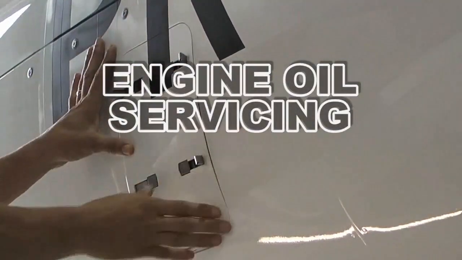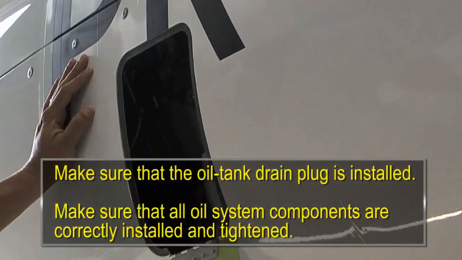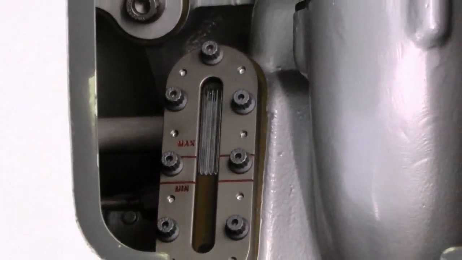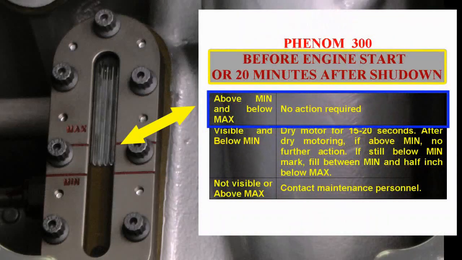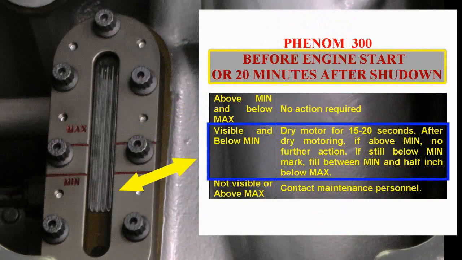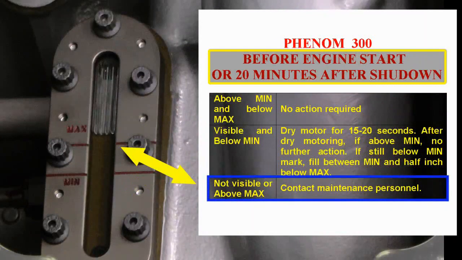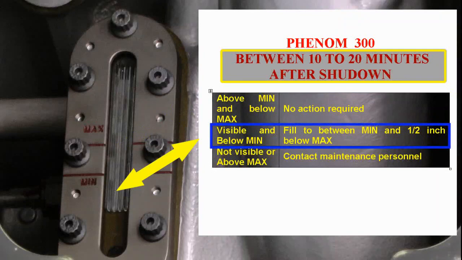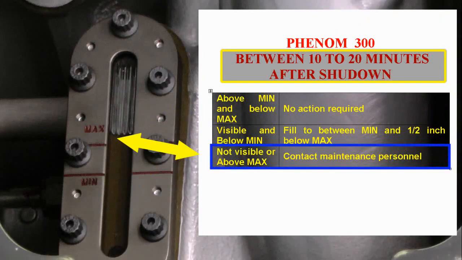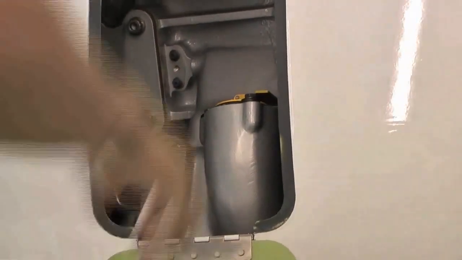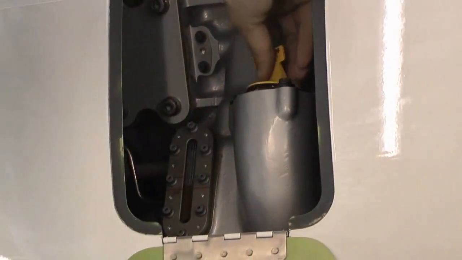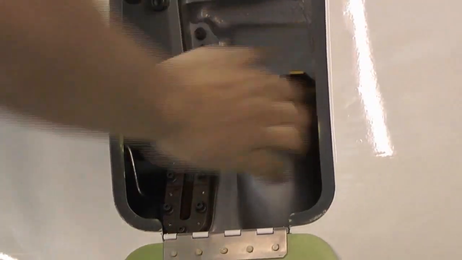Engine oil servicing. The engine oil is checked as necessary. To check the level, open the proper access cover and check the side glass. Check the indication between minimum and maximum marks and refer to the table. To add oil, remove the filler cap. Add the necessary quantity of the approved oil. Install the filler cap. Make sure the cap is correctly installed and locked securely.